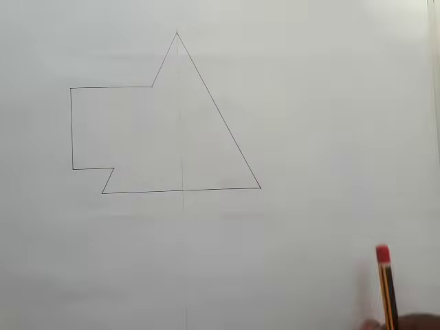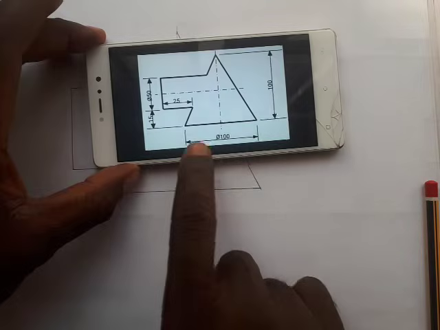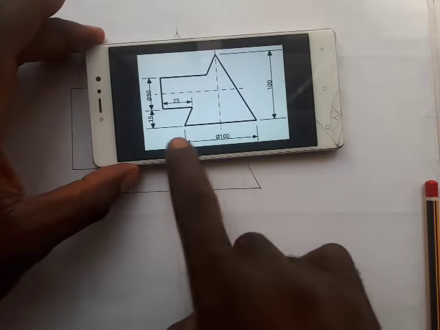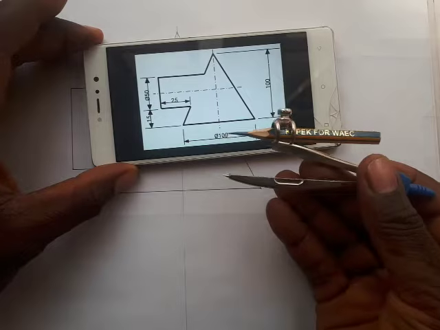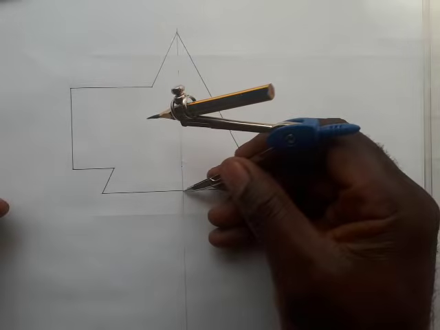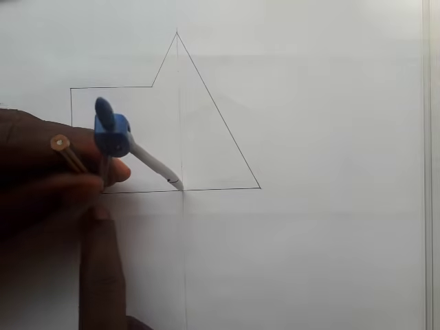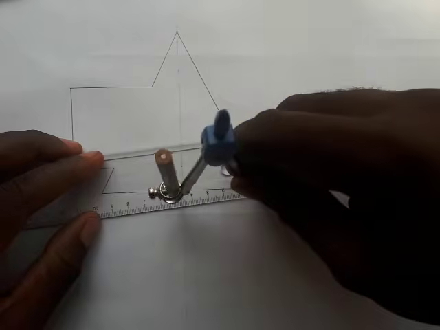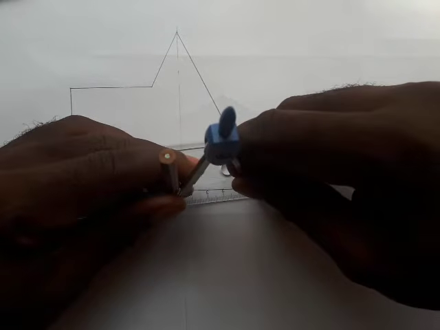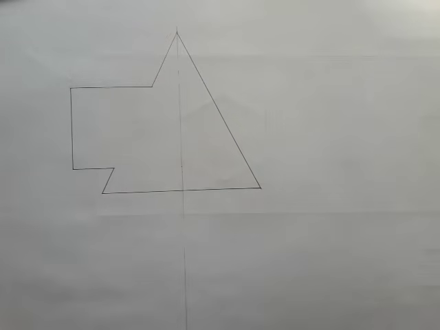So what you're going to do is stretch. Since the diameter is 100, to draw a circle with diameter 100, you need a radius of 50. So either you stretch 50 on your ruler, or just come over here. Since half of the base is 50, you just stretch 50 from here to the other end. Or, like I said, come to your ruler and stretch 50. The same thing.